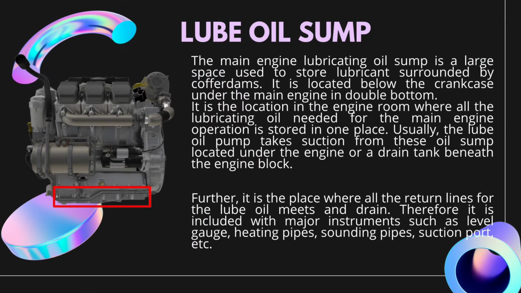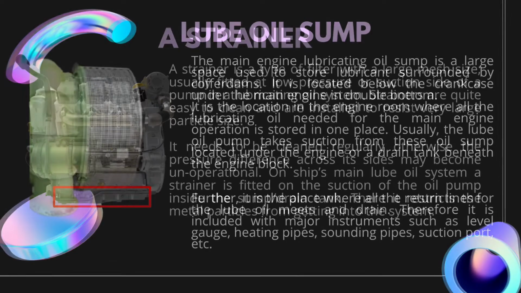The lube oil sump tank. It is a large space used to store the lubricant, surrounded by the cofferdams, located below the crankcase, under the main engine in the double bottom. Further, it is the place where all the return lines for the lube oil meet and drain. Therefore, it is included with the major instruments such as level gauge, heating pipes, sound pipes, and suction port.